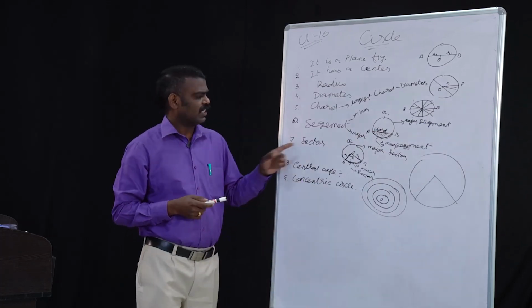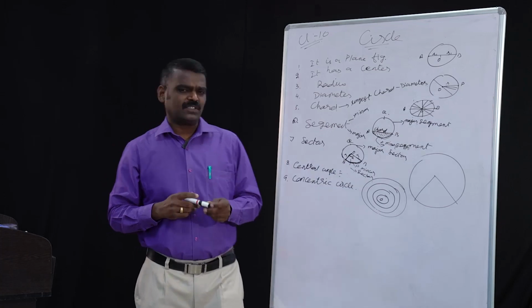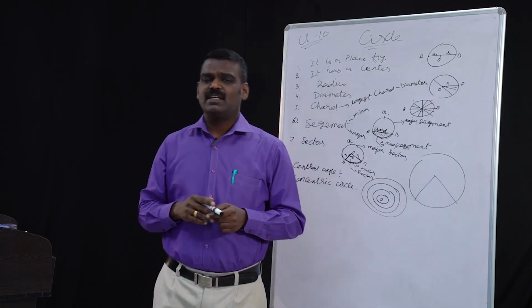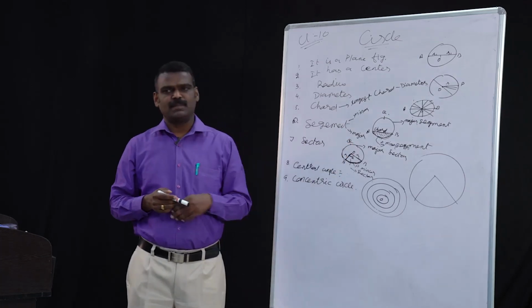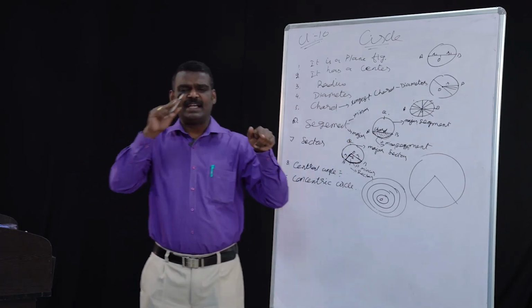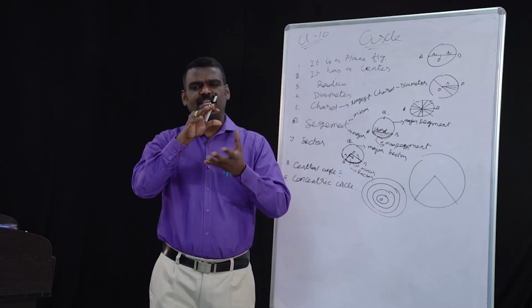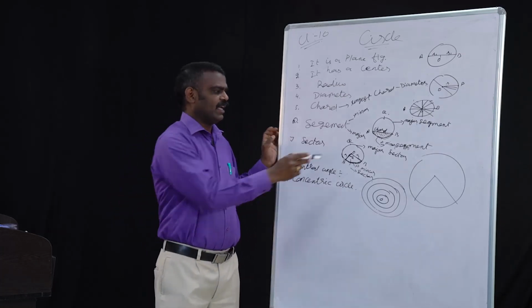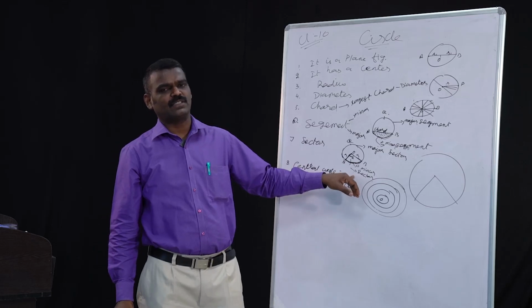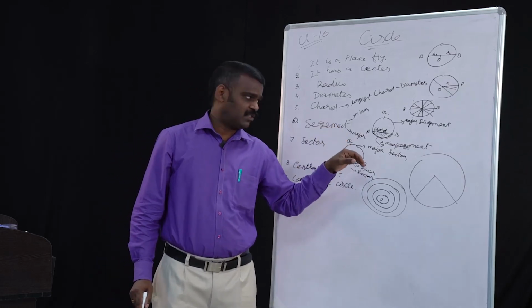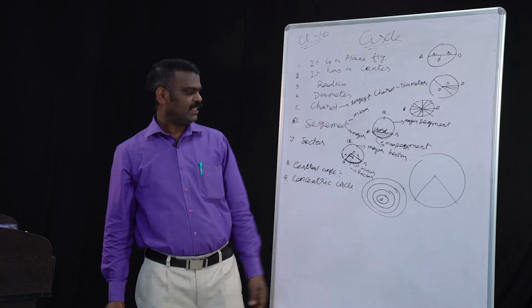Then what do you call sector? A sector is also a part of a circle, but here no chord will be there, but radii will be there. Two radii and an arc. The bounded area is called a sector. Here again there are two. If the arc is small, then it is a minor sector. If the arc is larger or major, then it is a major sector.